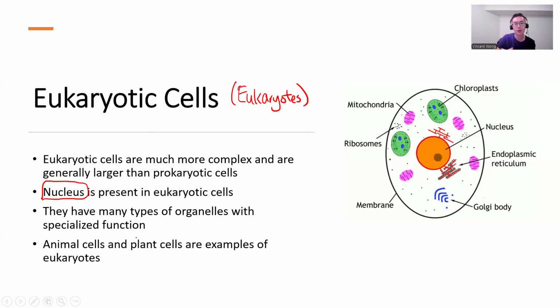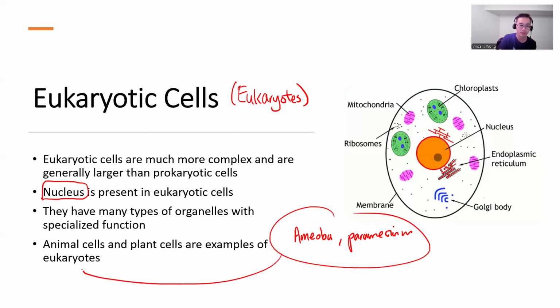Animal cells and plant cells are examples of eukaryotic cells. Okay, the amoeba and the paramecium, they are also eukaryotic cells, but actually these are not like animal cells or plant cells. There are other things besides animal and plants. You should know that. They're fungus, for example. There's something called protists. So these are not animals or plant cells, but nevertheless, they are examples of eukaryotic cells as well.